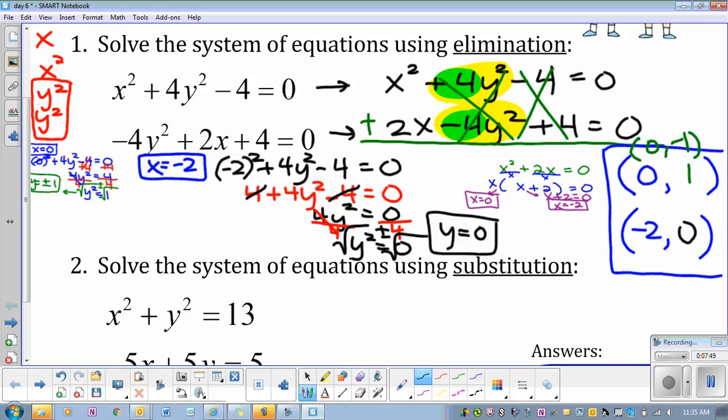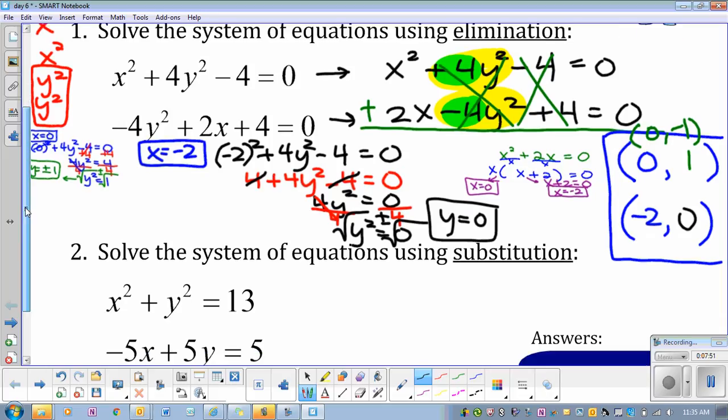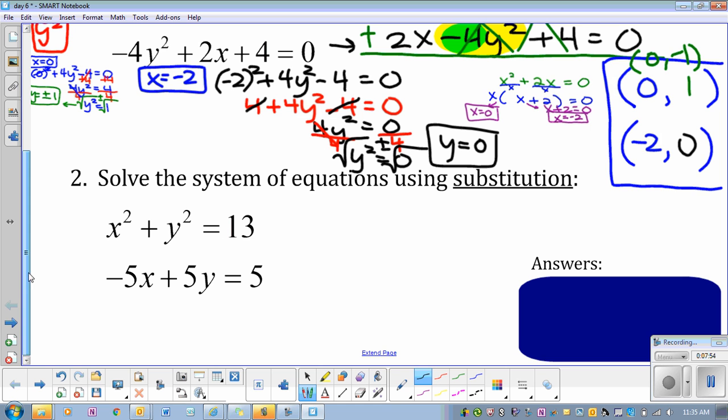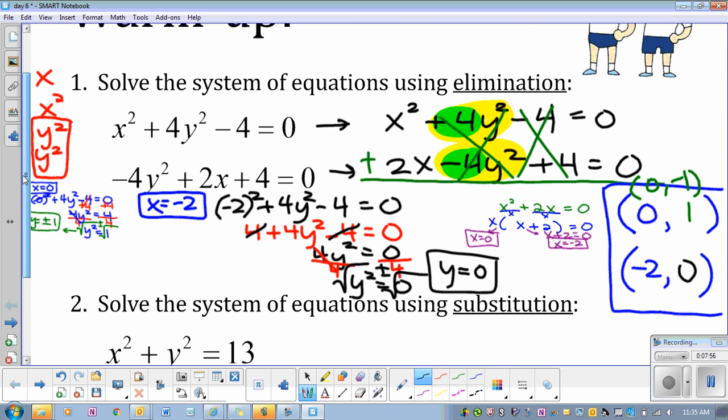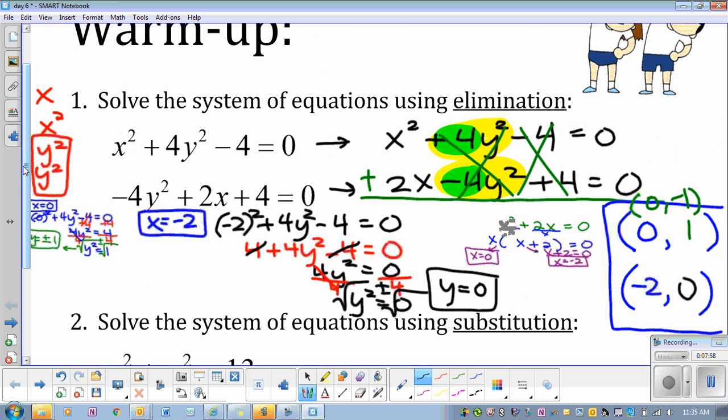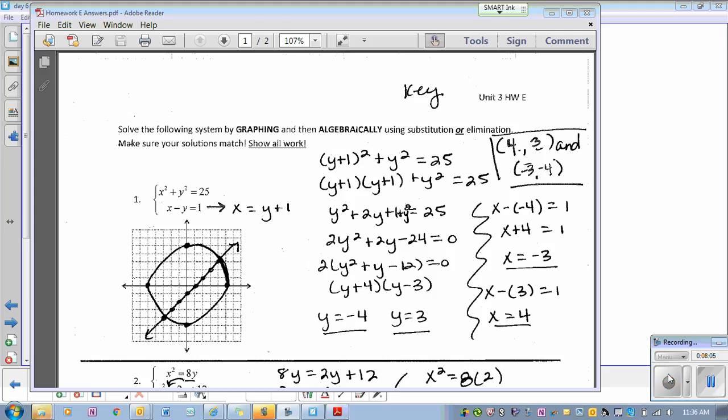Yeah? All right. So the other one says solve using substitution, but you know what? We actually didn't. I didn't show you that one. I didn't realize that one was there. So you want to check the homework? No. All right.